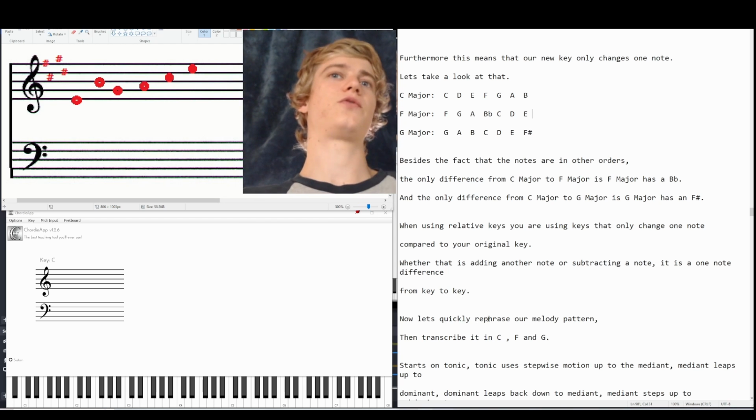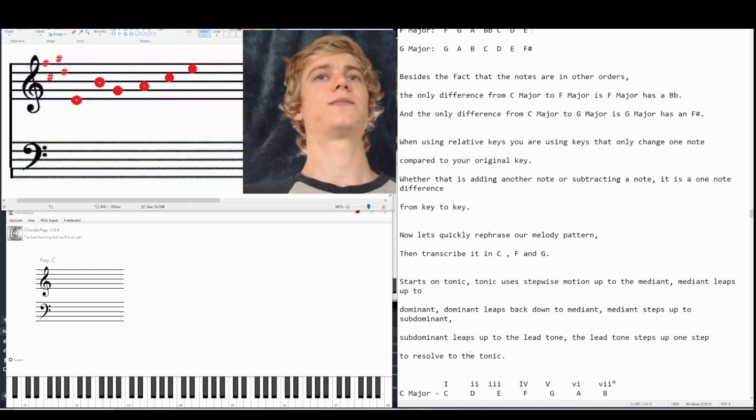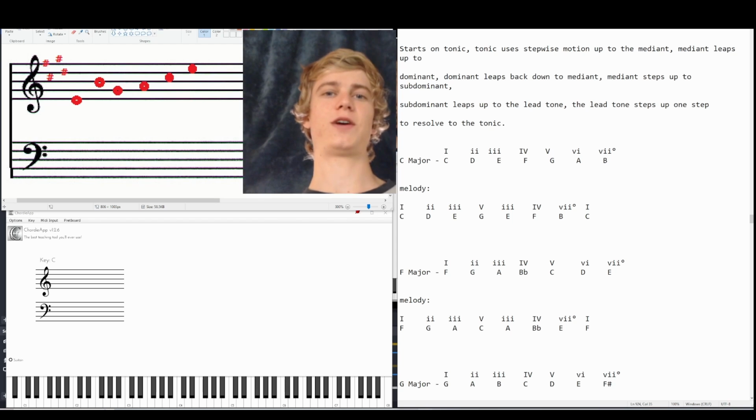So let's quickly rephrase our melody pattern, and then we'll transcribe it. In the beginning we had our C, and then our F, and then our G. Okay, so now we're just going to rephrase what the pattern did.